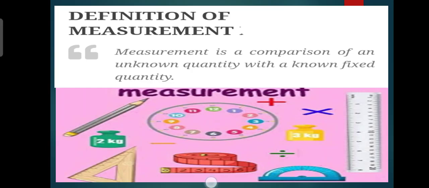Third one, length. The amount of something that is measured from one end to the other along the longest side is called length. Length is measured in centimeters, meters, kilometers, feet and miles.